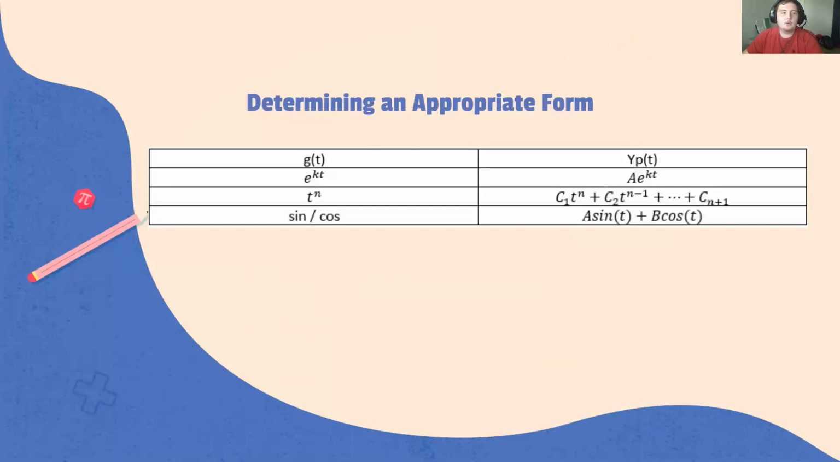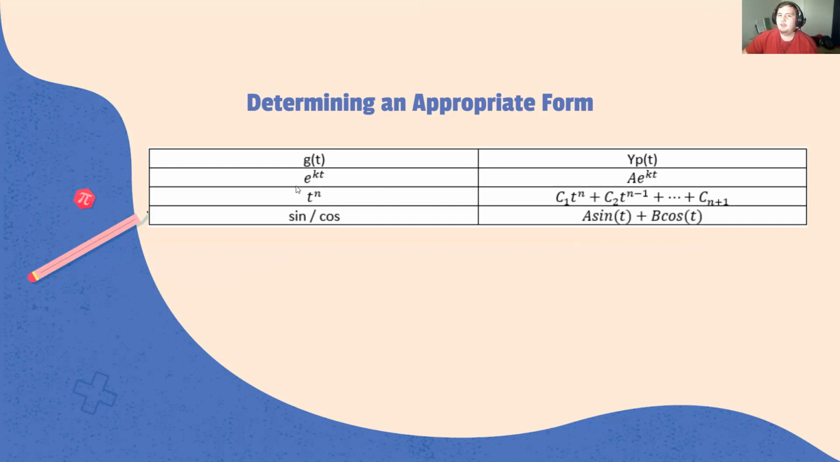Our g of t, the right-hand side of the equation, is a polynomial. We can solve for the general form of it if it is a polynomial, exponential, or sine or cosine. We can guess the general form of the solution, and we'll know everything except the coefficients, which is where this method gets its name, the undetermined coefficients, because that's what you're solving for here. The table here shows what you'll get for different g of t.